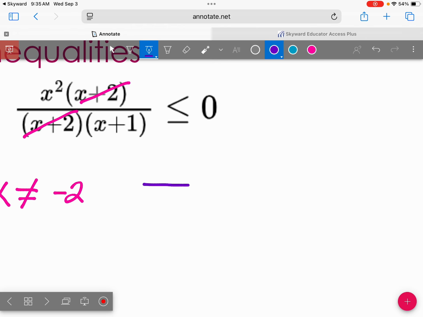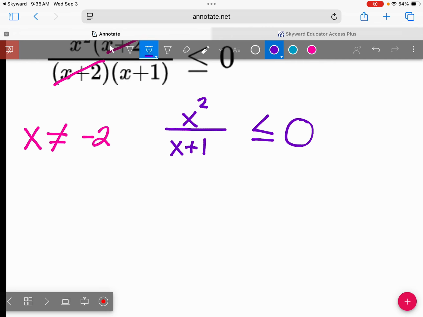So we're really looking at x squared over x plus 1. And we want to know when that is less than or equal to 0. So what are our roots that we're looking at here?